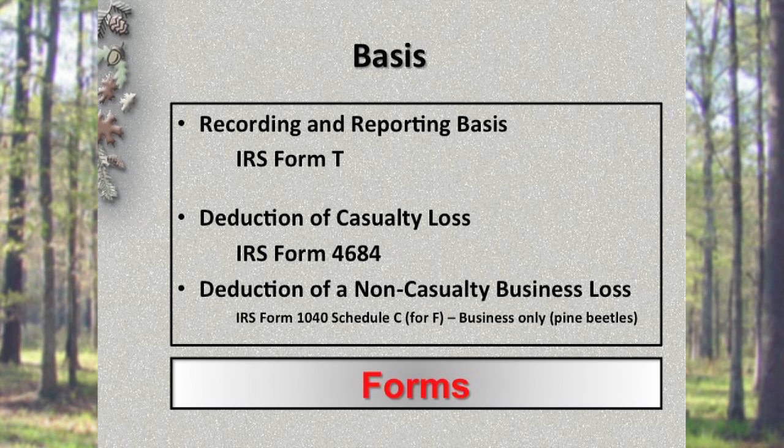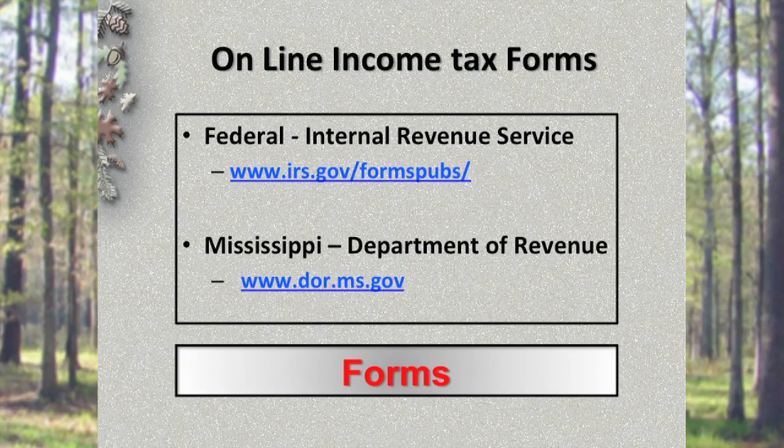Basis: IRS Form T is the very best form that we have available to you to record your basis on your timber and your land and keep those accounts. We recommend you using that Form T. Deduction of casualty losses: I didn't mention this in the program because this can be hours in length, just this program on itself, but use Form 4684 to file a casualty loss. And if you have a southern pine beetle attack and you're owning your timber as a business, you can actually do a business-only southern pine beetle loss as a non-casualty business loss. So that's available to you as well. Forms are available online at irs.gov or departmentofrevenue.ms.gov.